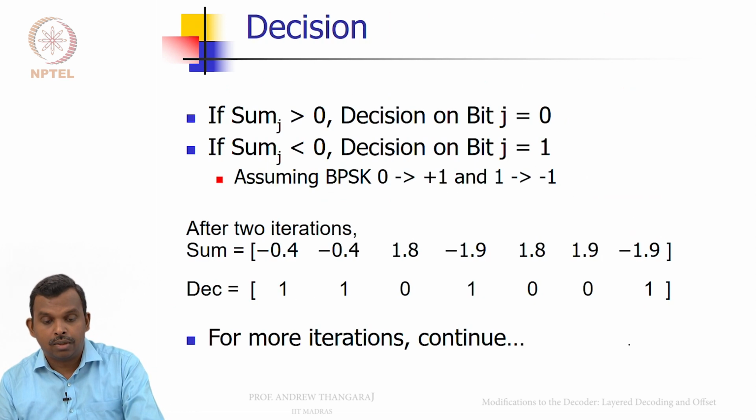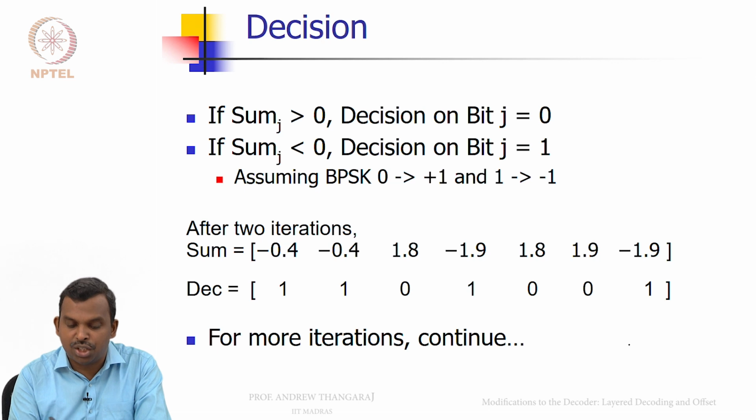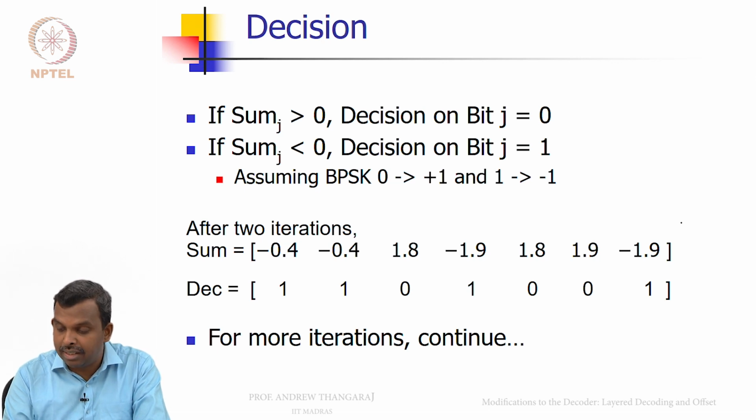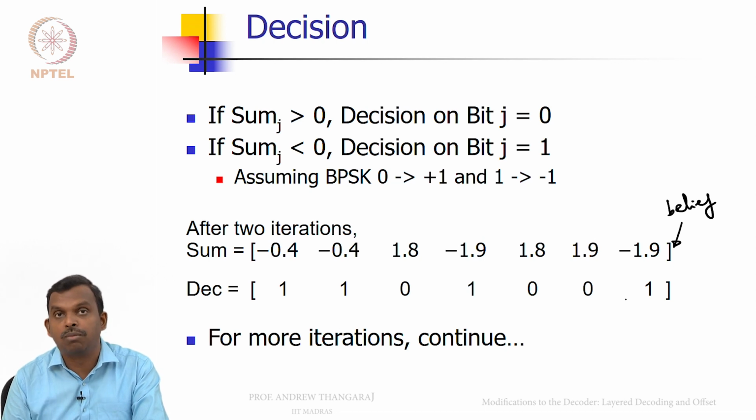Okay, so how do you do decisions? Okay, so that's the last part which I should emphasize. Decisions are very simple. It's just thresholding. You take the belief at any stage. Okay, the belief that you have at any given stage, this variable which I called as sum, and if it is negative, you make it 1. If it is positive, you make it 0. Okay, and if you want to do more iterations, keep continuing on and on and on. Okay, whenever you want to stop, you stop, make a decision, you're done. Okay, so that is the layered decoder.